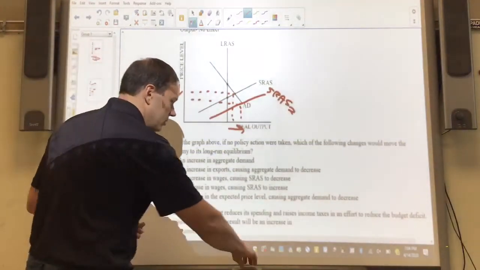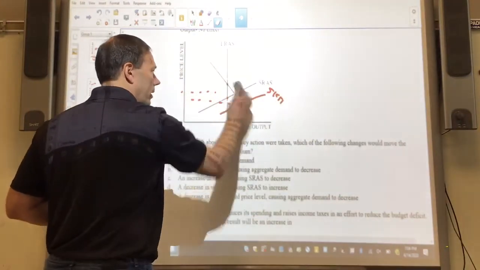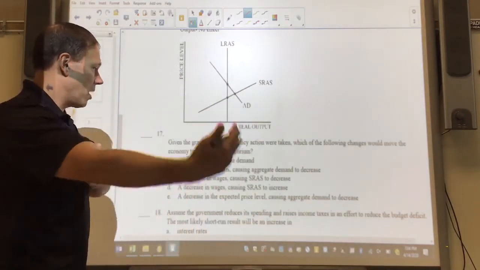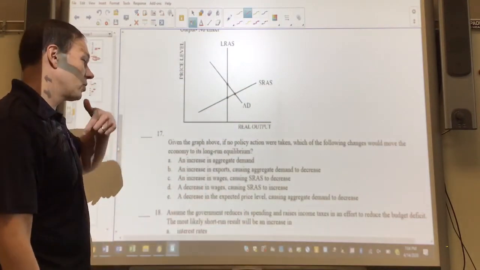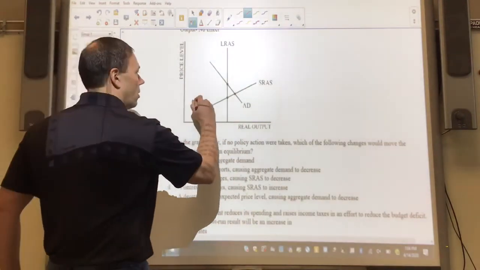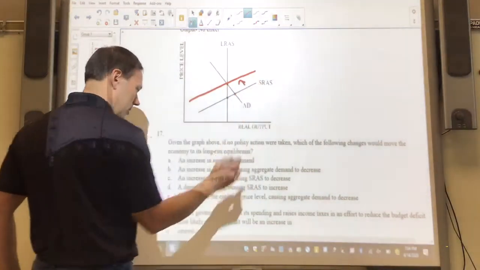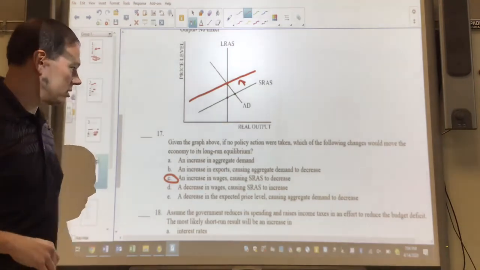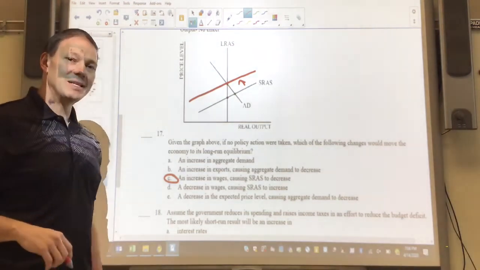All right, we kind of answered this one already a moment ago, so we'll do it pretty quick. What's going to happen here in the long run? Remember, we are in expansion. We're beyond full employment. In the long run, wages are going to go up, causing SRAS to decrease. Okay, and that sounds a lot like letter C to me. Increase in wages, causing SRAS to decrease. So 17 is C.